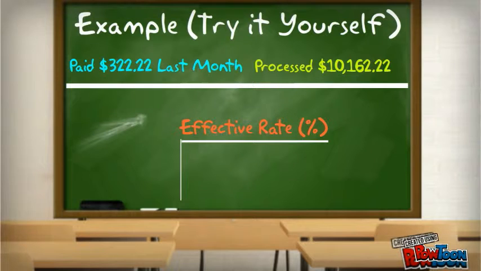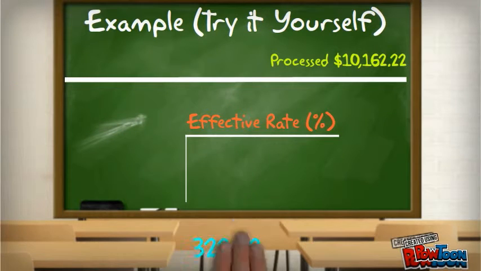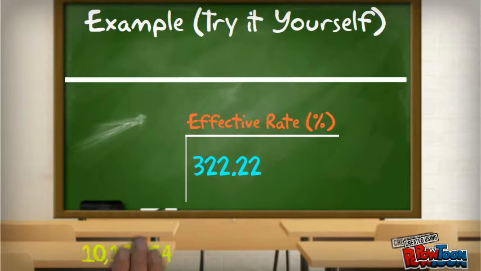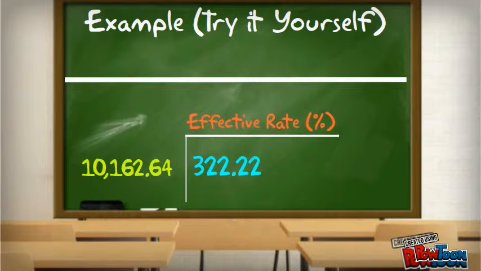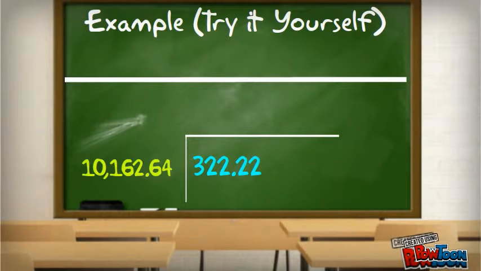$10,162 in card transactions. The easiest way to do this is to take the smaller number, the amount paid by the merchant, and divide it by the bigger number, which is the amount processed. Little number divided by bigger number. Now do the math. Move the decimal point 2 spaces over to get a percentage. In this case, the answer is 3.17%.